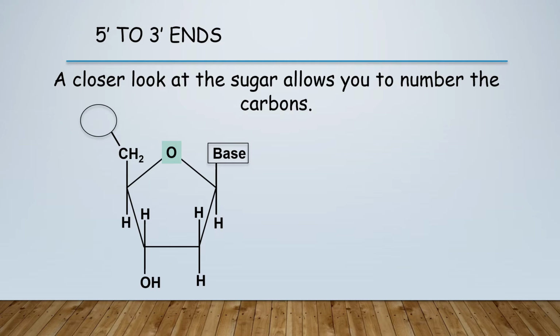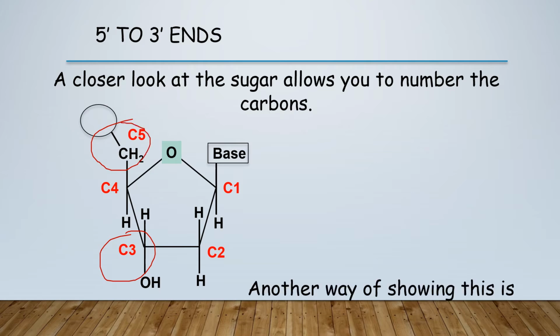So as you can see, we've got a ring, a pentagon shape, a ring of carbons with an oxygen molecule at the top. Now, it might look scary, particularly if you're not doing chemistry, but we'll simplify it a little bit more. So we're going to start here, C1, C2, C3, C4, and C5. So obviously that then gives us a bit of an indication of 3' and 5'.